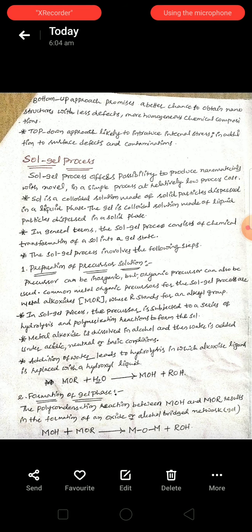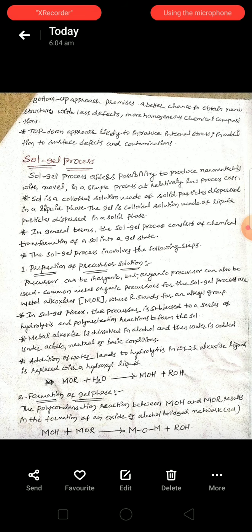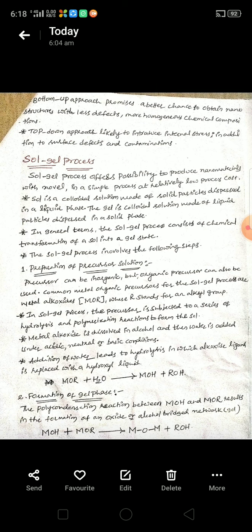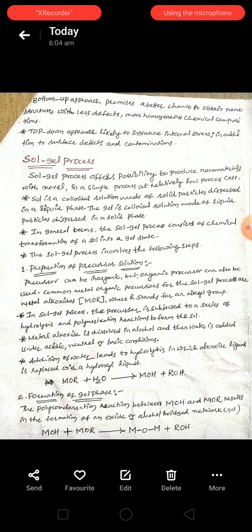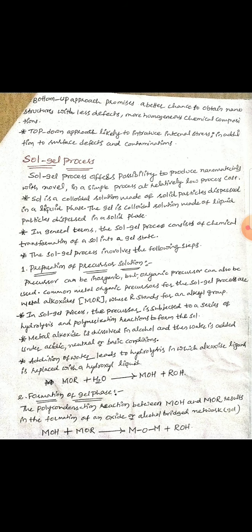Many gels you are using in our day to day life. You have come across many of the gel products which we use in our day to day life. Okay, this is all about sol and gel.